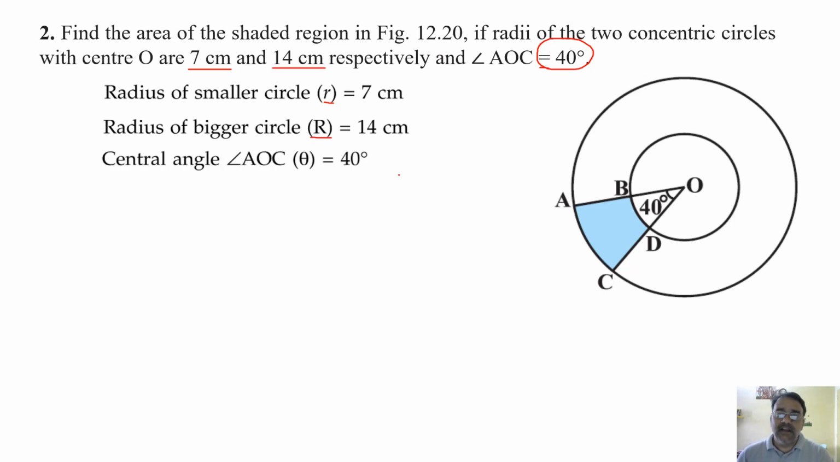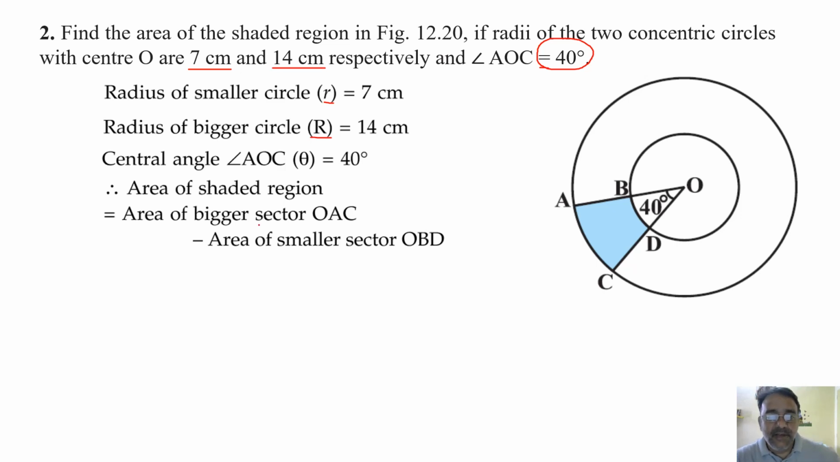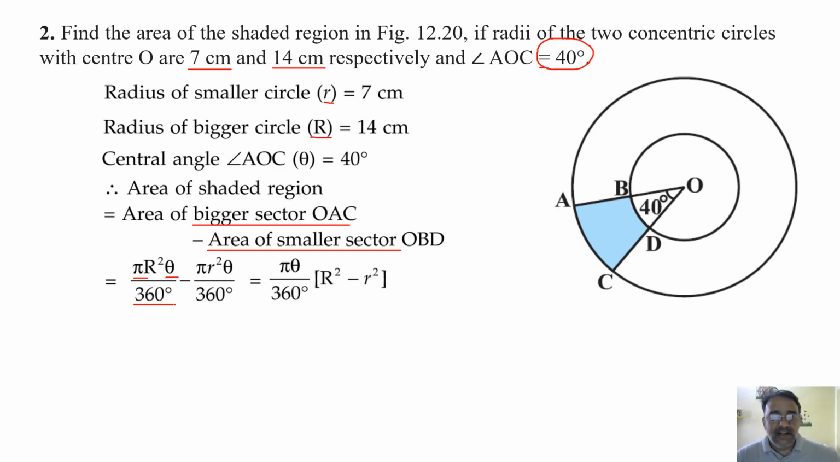Just now I told you that area of shaded region is area of the bigger sector minus area of the smaller sector. तो फॉर्मूला क्या है? थीटा अपॉन 360 इंटू पाई आर स्क्वायर, और पाई आर स्क्वायर थीटा अपॉन 360 दोनों तरीके से लिख सकते हैं. सो बिगर सेक्टर का हो जाएगा पाई कैपिटल आर स्क्वायर अपॉन 360 इंटू थीटा, और स्मॉलर सेक्टर का हो जाएगा पाई स्मॉल आर स्क्वायर अपॉन 360 इंटू थीटा. So we'll take pi, theta and 360 common. So we'll get pi theta upon 360 into capital R square minus small r square.